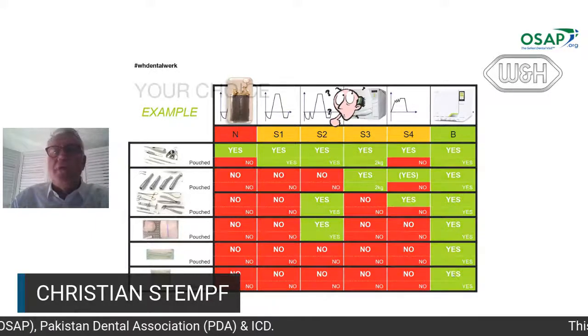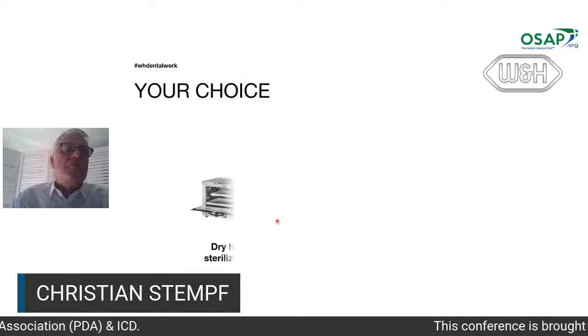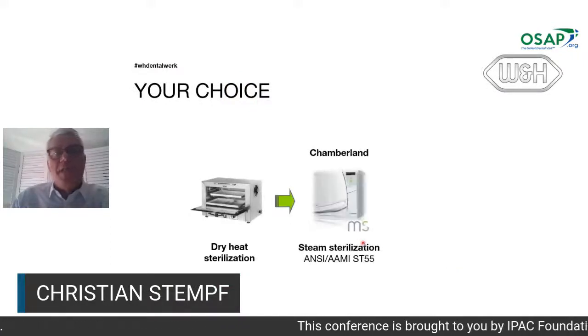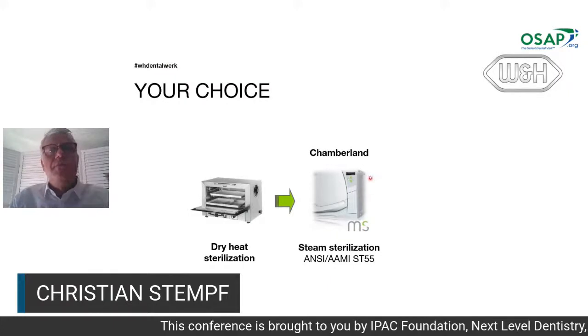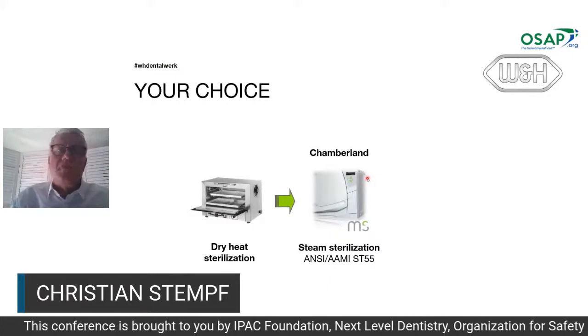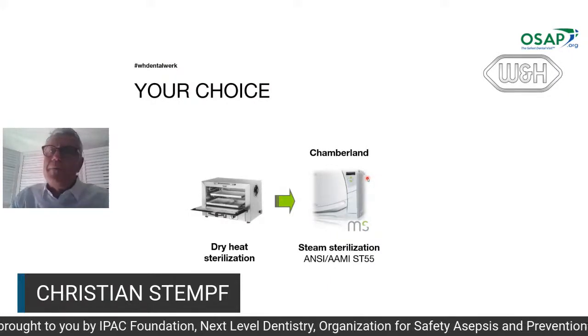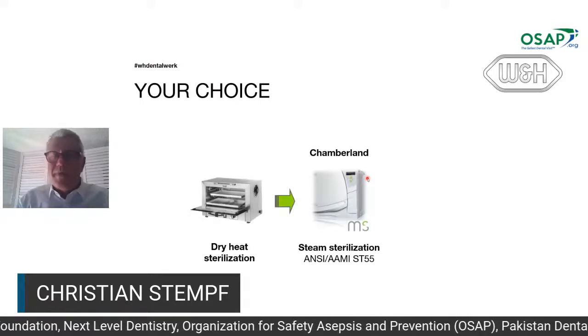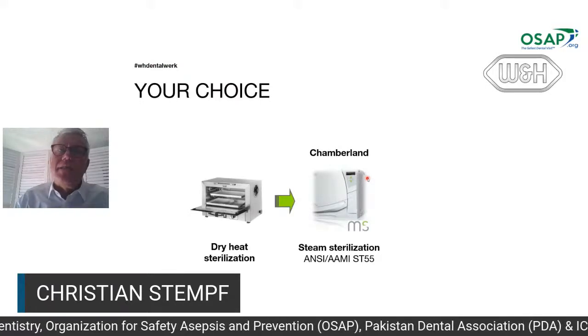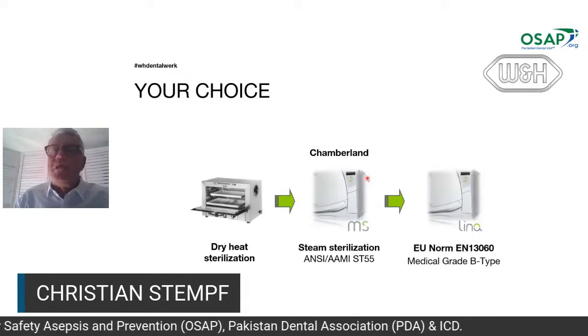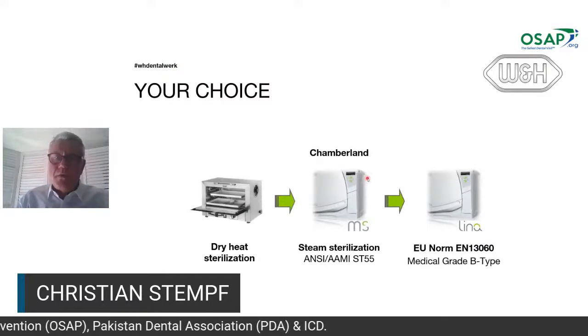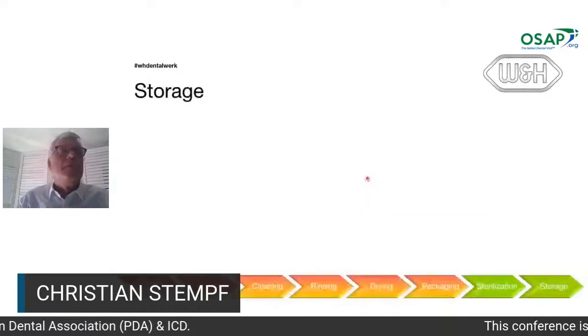Now it's your choice. You switch from dry heat to steam. I mean, we have this machine which is called Class S for specific instruments and loads. It cannot do everything like a porous load, like a B-type cycle, but this is, let's say, dental, and this is surgical. Now it's your choice, okay?